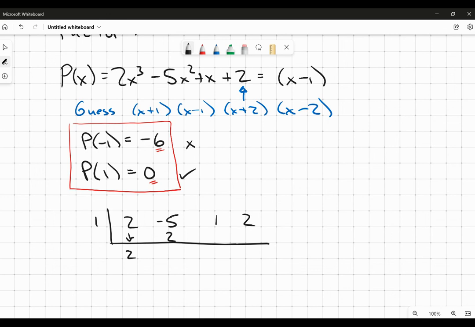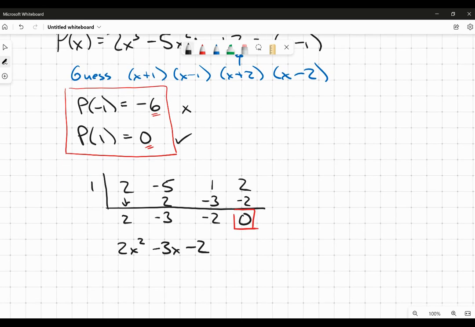So -5 plus 2 is going to be -3. Multiply, get -3, and I add -2. Multiply, and I get 0, which is perfect. That is the remainder I was expecting because I know that x minus 1 is a factor. And that leaves me with this trinomial, 2x squared minus 3x minus 2.